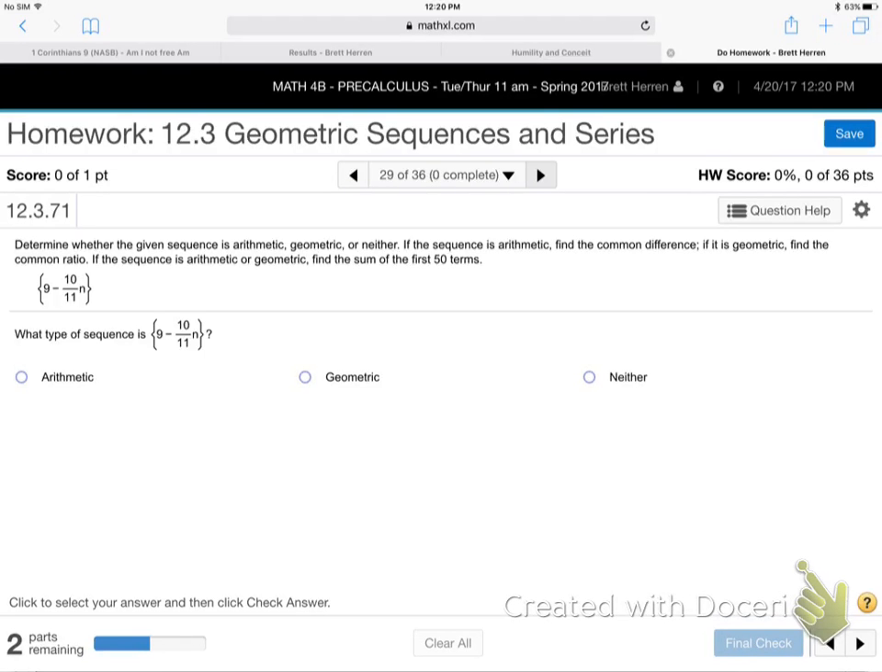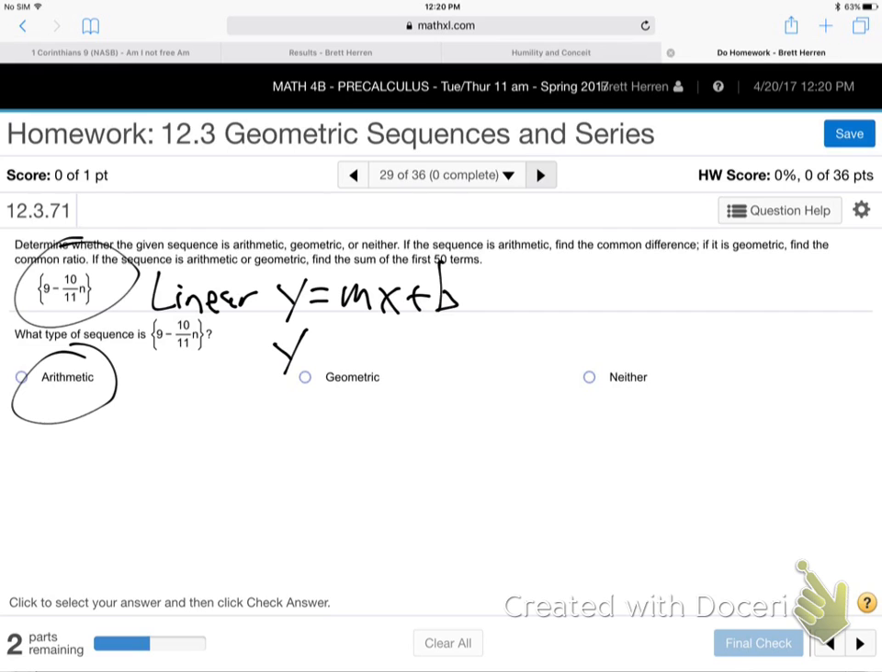So what's that one? Arithmetic, geometric, or neither? Arithmetic. It's linear. It's like y equals mx plus b, except we're using n. It's y equals mn plus b. Right? It's n to the first power. And then you've got to find the 50 terms. I don't have time for that.